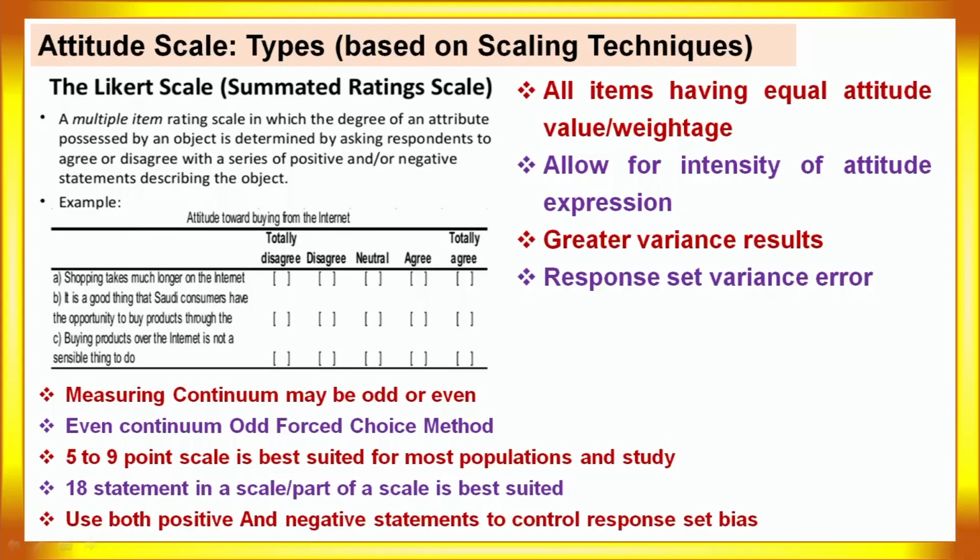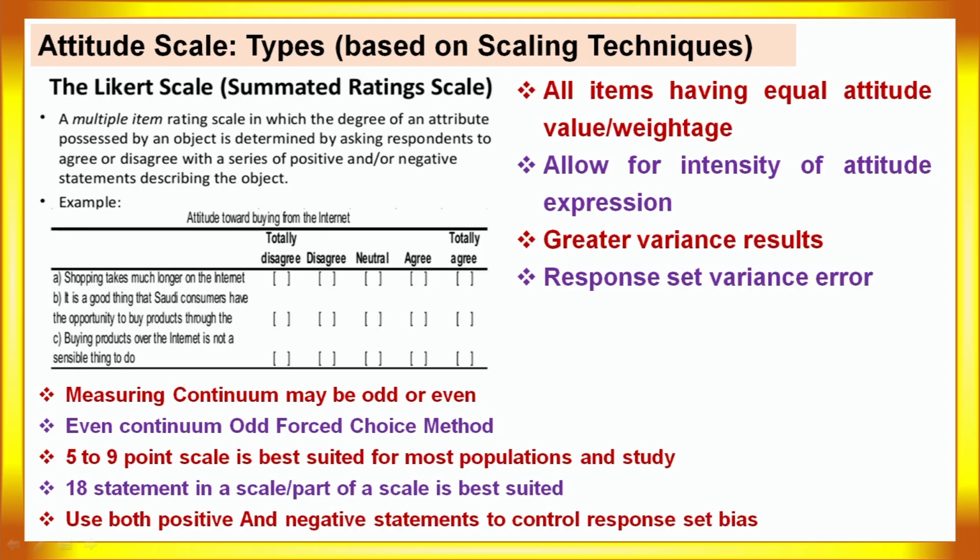Okay. So, in that case, if response set bias is there, in the negative statement also, they will not consider changing the continuum. Okay. So, they will keep on, like if the question is, like, shopping takes me longer on the internet. Okay. Second one is that it is a good thing that consumers have the opportunity to buy products through the online portal. Okay. So, now these two statements you can take as positive and negative. Okay. So, if you agree with this particular attitude towards the internet, then for the first statement there is a chance that your answer will be on the disagreement side. Okay. In the second one, on the other hand, your answer will be on the agreement side.